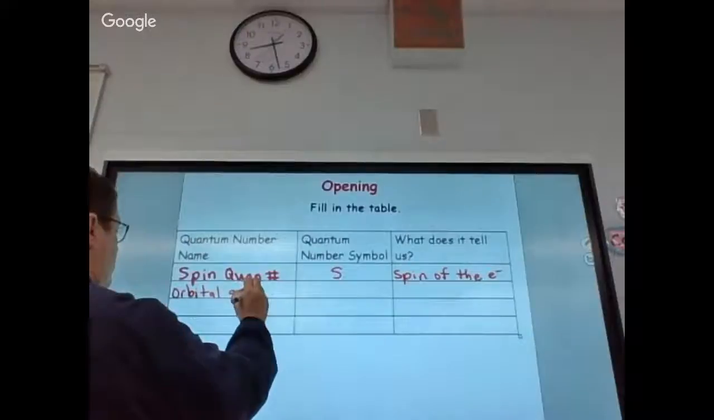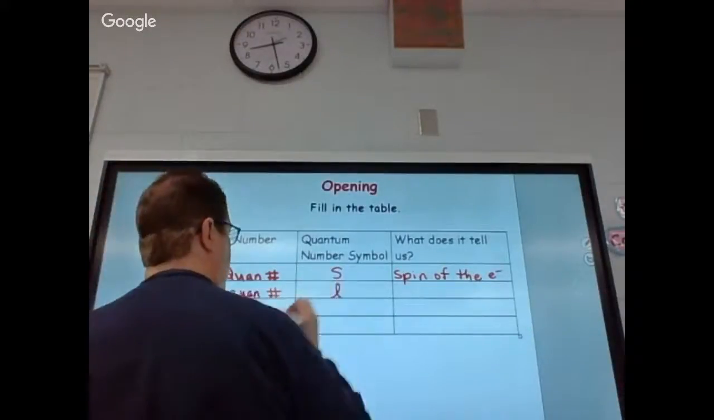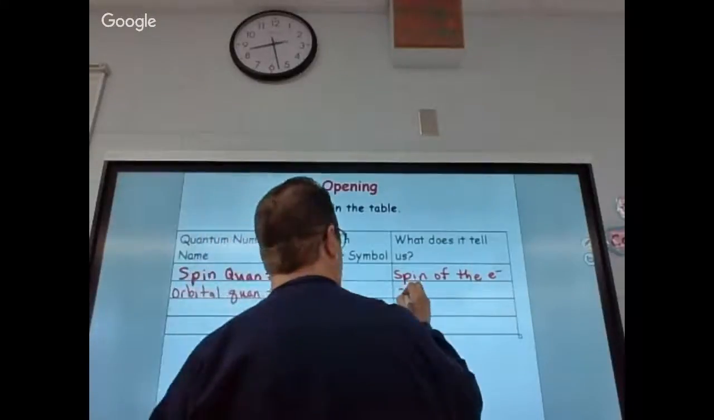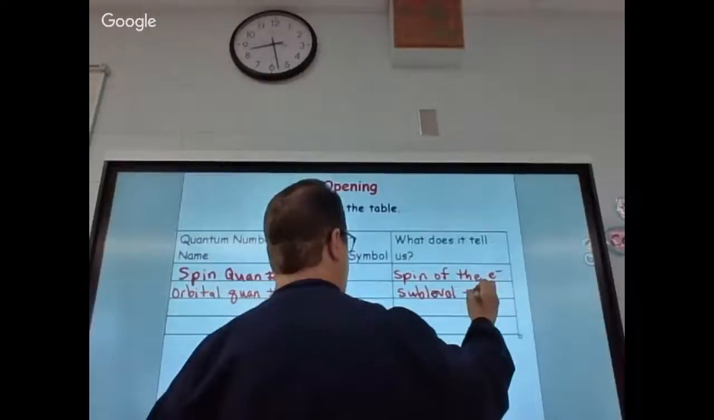Orbital quantum number. All right, what's its symbol? What's it tell us? All right, sublevel. This one tells two things. And shape.